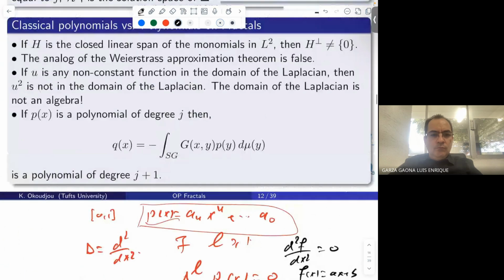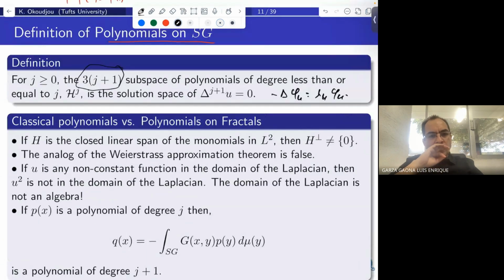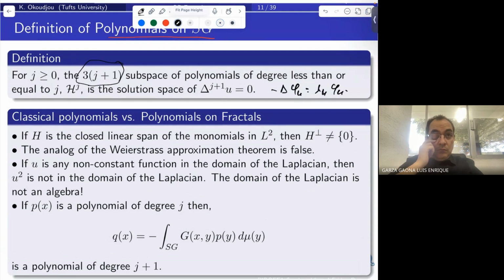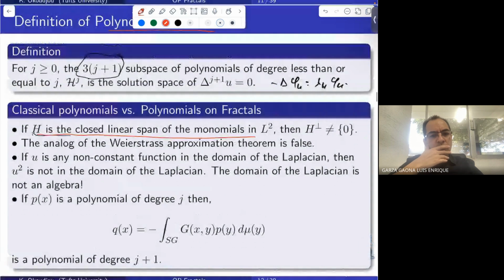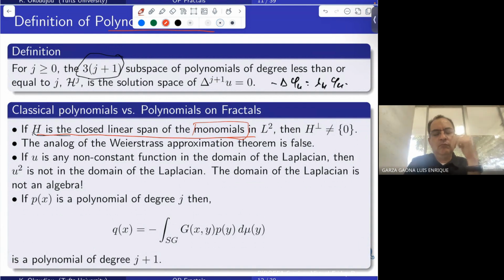All right. So we have a space of harmonic functions, polynomials here. One thing that I want to highlight is a big difference from the classical theory of polynomials. If I look at the closed linear span of all the polynomials that we just defined, in L2 of mu, then you can actually prove that the orthogonal complement of this is not equal to 0. In other words, polynomials are not dense in this sense. So in particular, the analog of the Weierstrass approximation theorem is false. You cannot approximate a function by a polynomial on the Sierpinski gasket. So there is something in the orthogonal complement of the polynomials here.